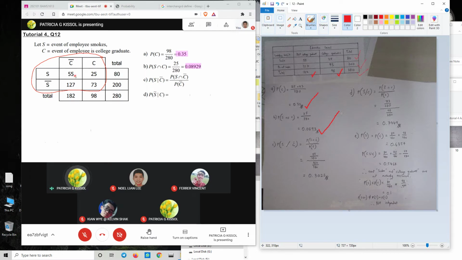So 55 over 280 would be your numerator, and your denominator is the probability of not college graduate. So looking at C bar, which is the total, is 182 over 280. So when you solve this, you can cancel out the 280. That gives us 55 over 182, and writing it in decimal is 0.3022.